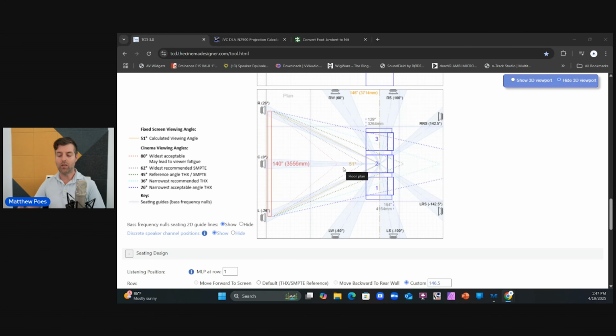Some of them will actually sit very close in screening rooms, so that their viewing angle is quite high, probably more like 60 degrees. Some of them even sit as close as 80 degrees.